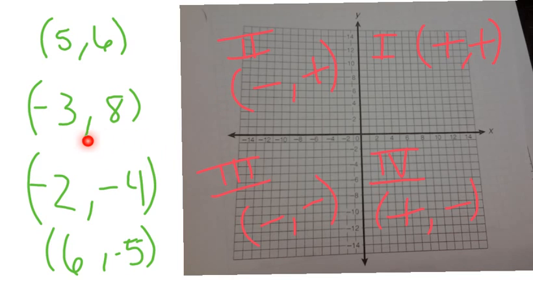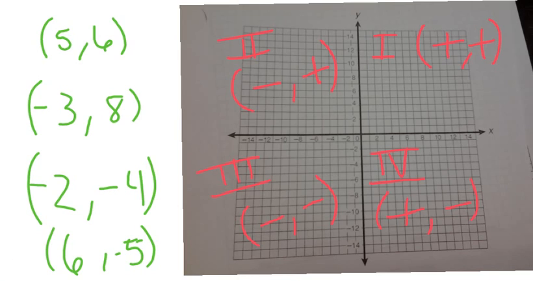And then the third point, negative 2, negative 4, has to live down here, because that's the only quadrant that has a negative x and a negative y. Then I look at 6, negative 5. It has to live in this quadrant, because that is the only place it could live and be positive x and negative y. Now let's graph those. Okay?